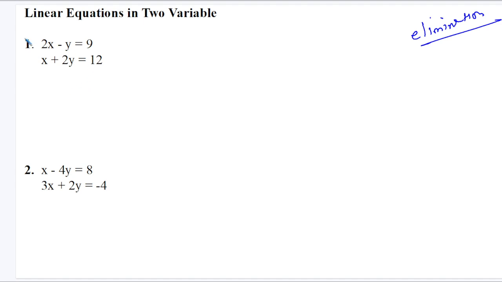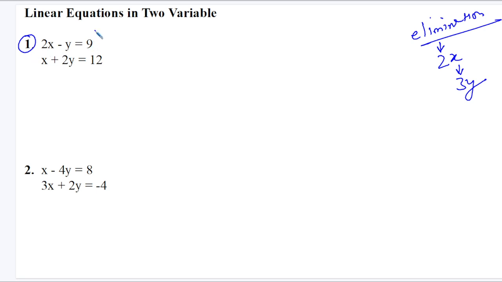Let's look at this first question. We have 2x minus y is equal to 9 and x plus 2y is equal to 12. So let's do one thing. First of all, target to make one of the variables' coefficient the same. By coefficient, I mean suppose this is 2x, then the coefficient of x is 2. Suppose this is 3y, then the coefficient of y is 3. Make the coefficient of one of the variables the same in the two equations.